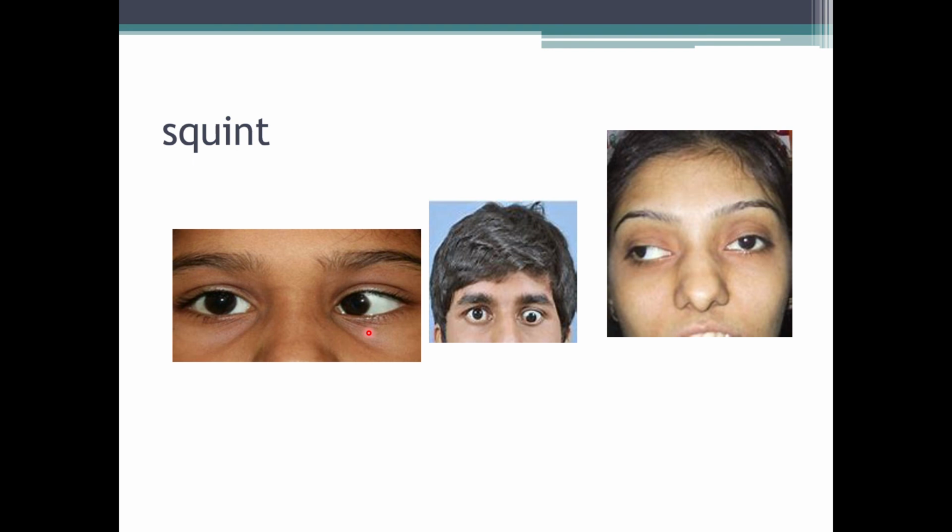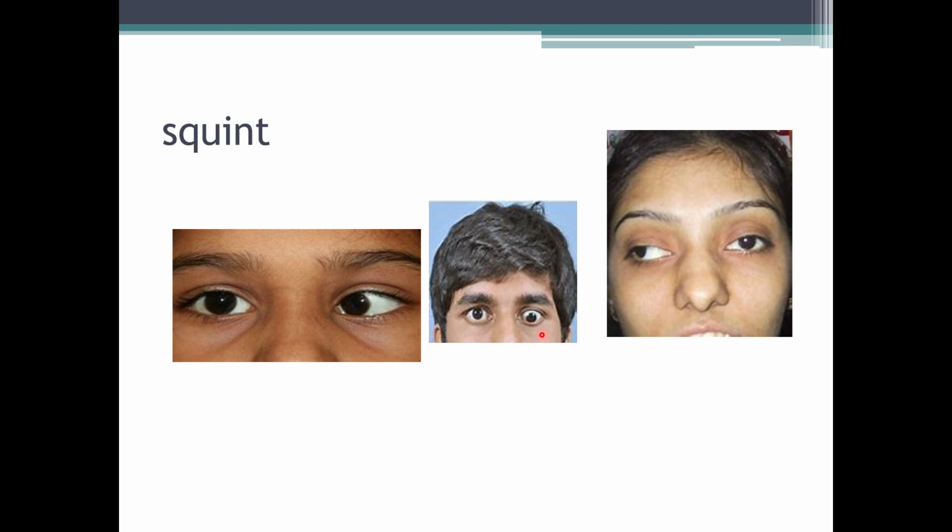So when the superior rectus is paralyzed, what would the inferior rectus do? It will pull the eyeball downwards. So over here you can see this one. This is the superior rectus palsy, where the inferior rectus will pull the eyeball beneath. So this is known as squint or strabismus.